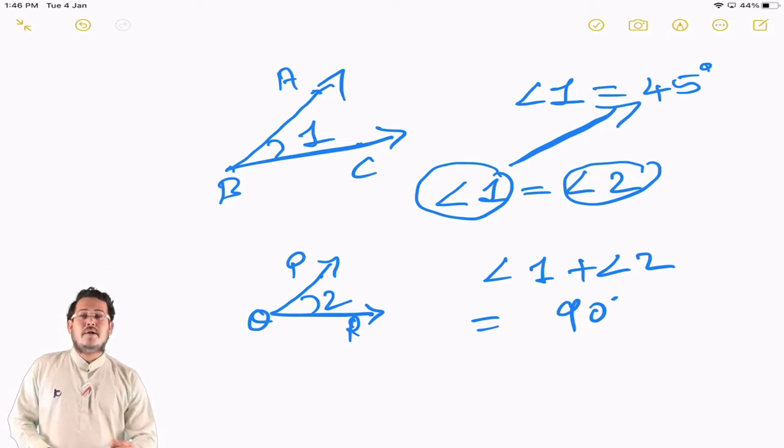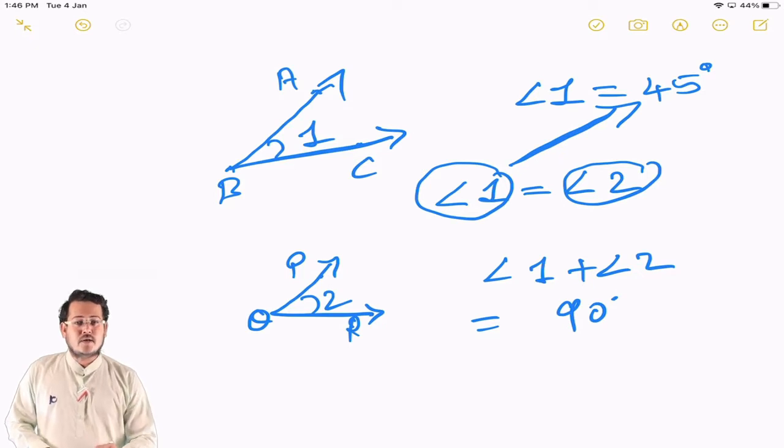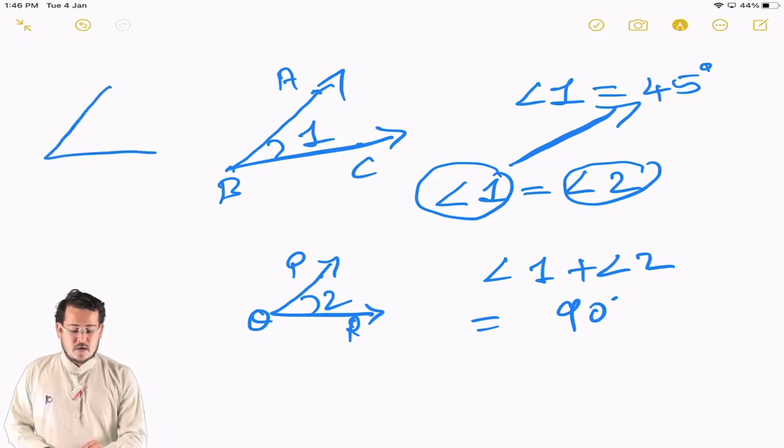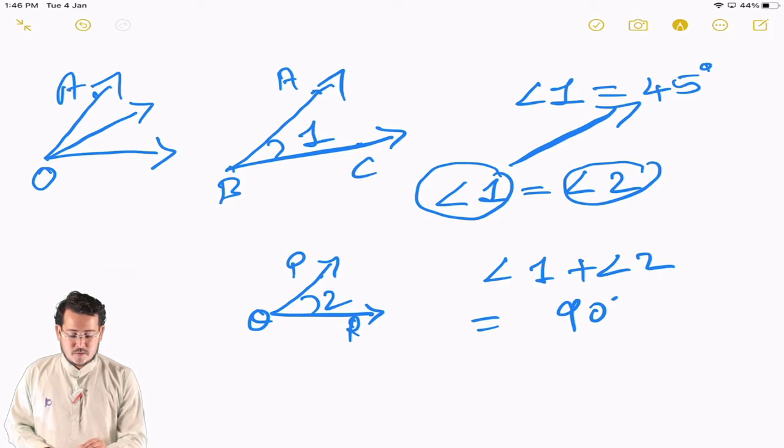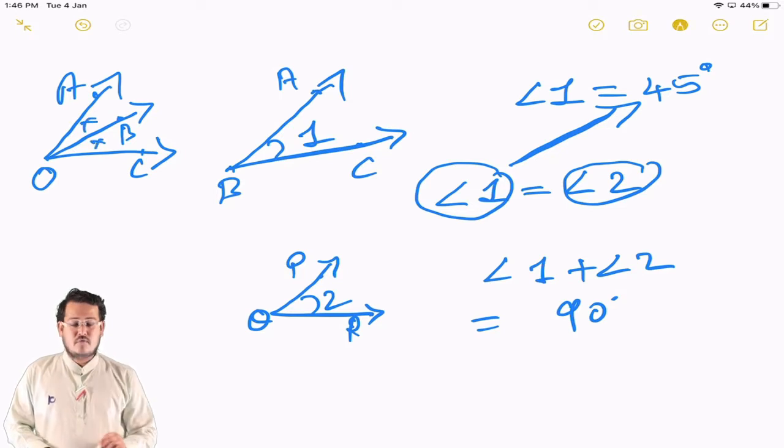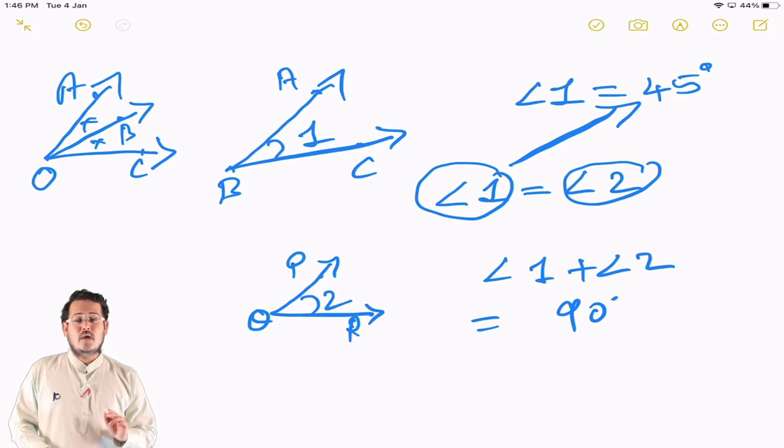So complementary angles can be separate in a figure, or they can have a common arm also, as we have seen in the figure. As you can see in this figure, O, A, B and C. So complementary angles can be adjacent to each other and they can be separate also. We will learn what an adjacent angle is in the next topic.